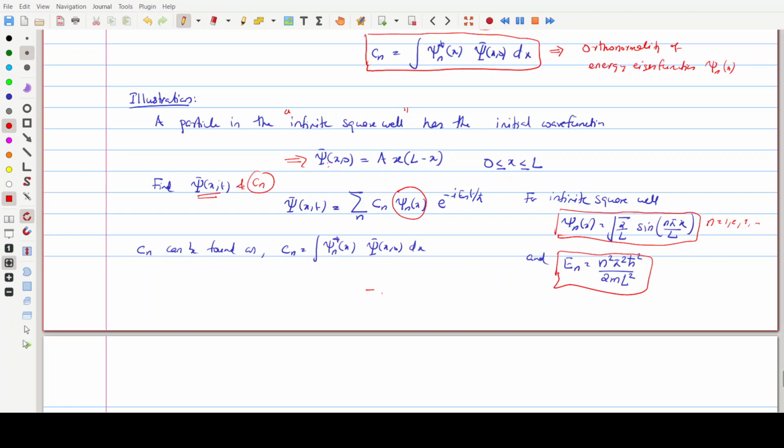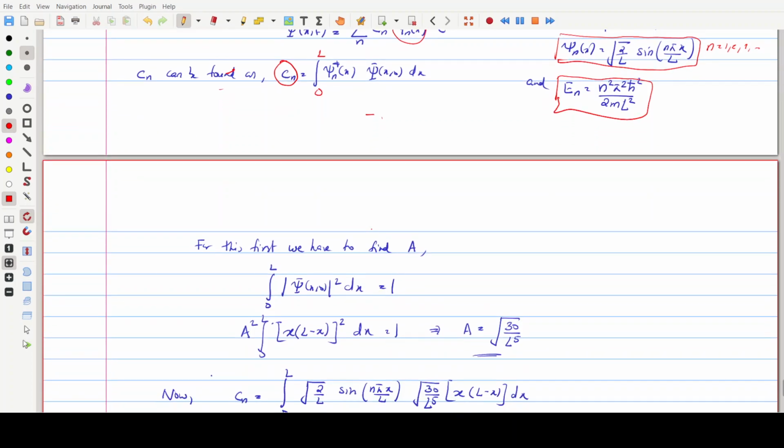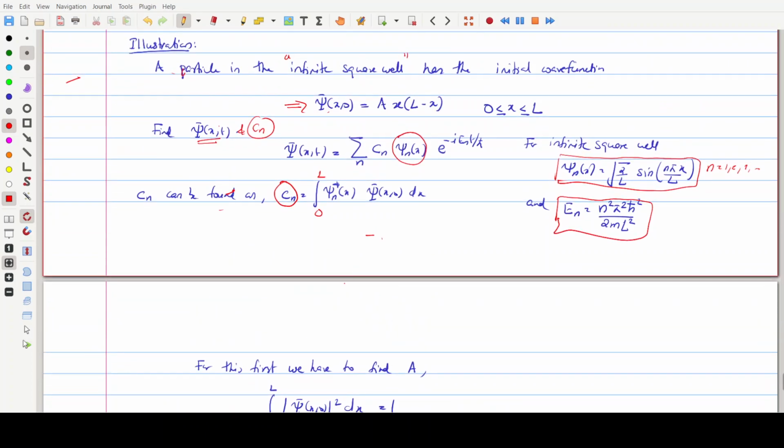Now we can find the expansion coefficient Cn using this integration: integral psi n star times psi of x,0 dx. While performing this integration we only have to integrate between 0 and L, because the wave function is 0 otherwise. Before performing this integration, first we have to find the constant a. In the initial psi of x,0, a constant a is given, which is unknown to us.